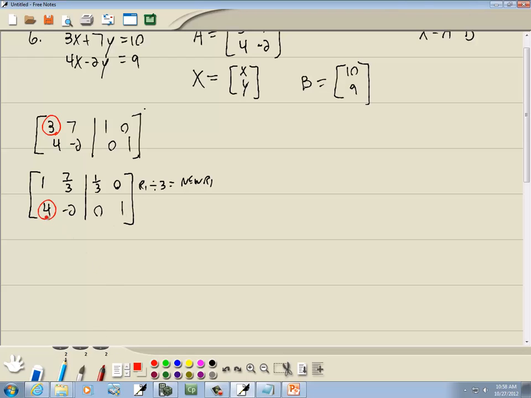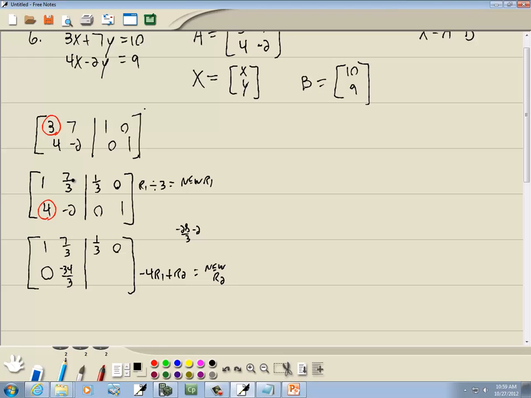We want to get a 0 right below it. So I'm going to multiply the first row by negative 4. So negative 4 times row 1, and add that to row 2 to get our new row 2. Negative 4 times 1 is negative 4 plus 4 is 0. Negative 4 times 7/3 is negative 28 over 3 minus 2. That gives us negative 34 over 3.